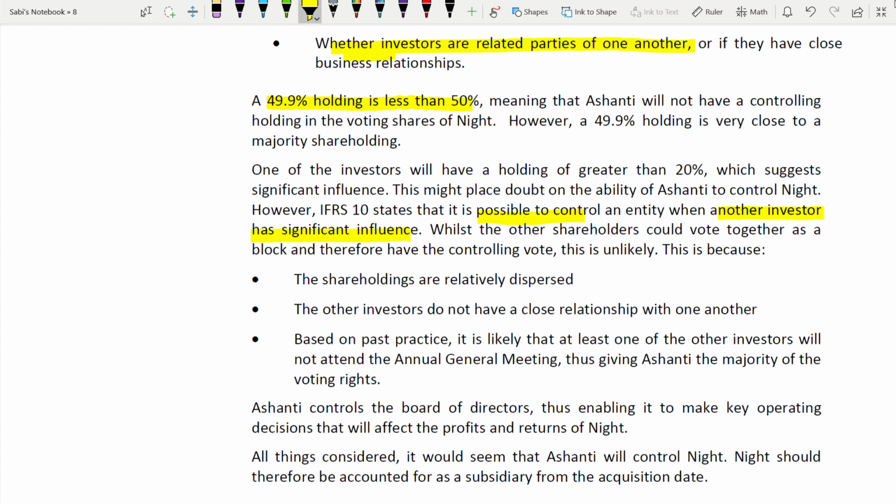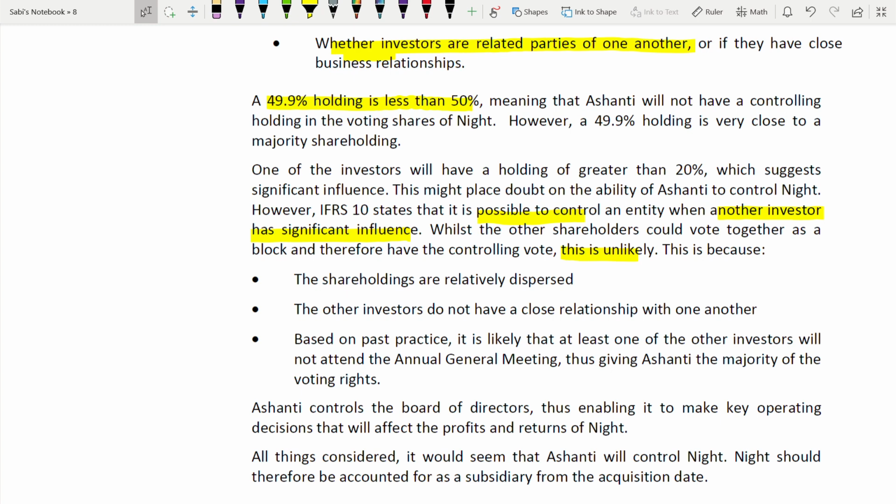This is unlikely, that they could have a controlling vote together. Why is that? They came up with three reasons. And these answers you will not get in the textbook, so don't go and search in the textbook. By the way, not everything is from the textbook. There's a reason why people fail ACCA: lack of knowledge, lack of practical knowledge, and lack of thinking outside the box.